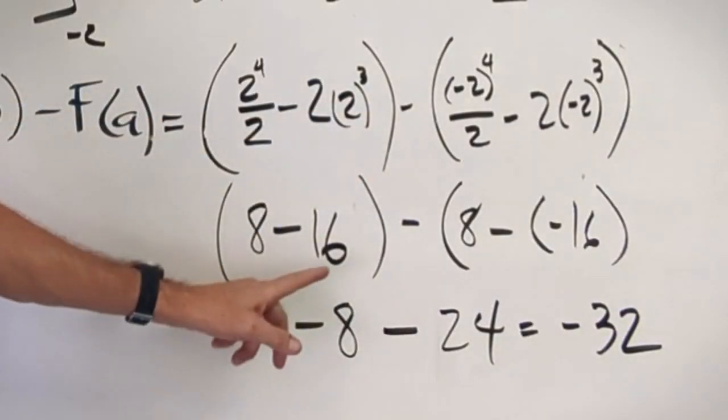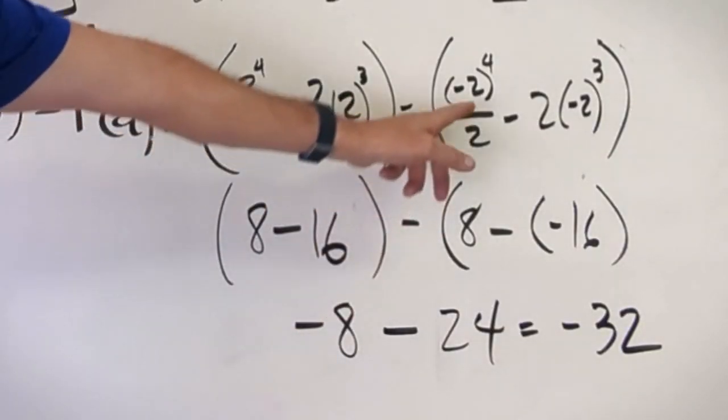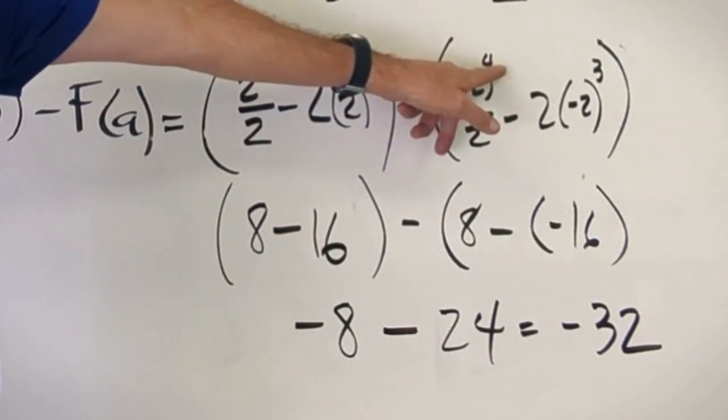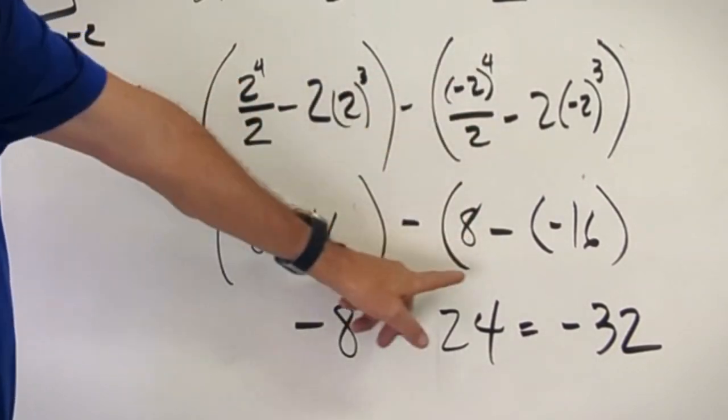2 times 2 to the third is 16, so it's minus 16. This one ends up being the same as this one because we've got a negative number raised to an even power. The result goes positive. So again, we have 8 here.